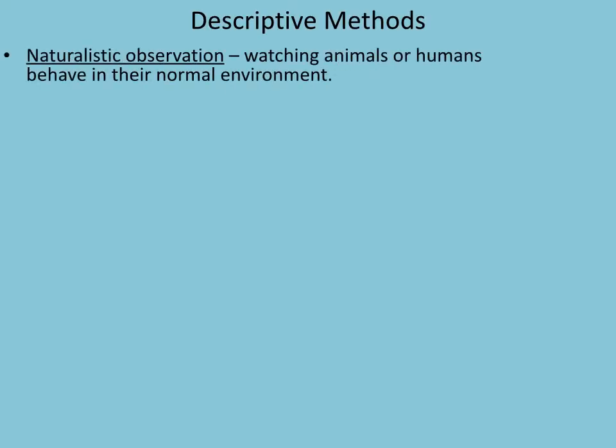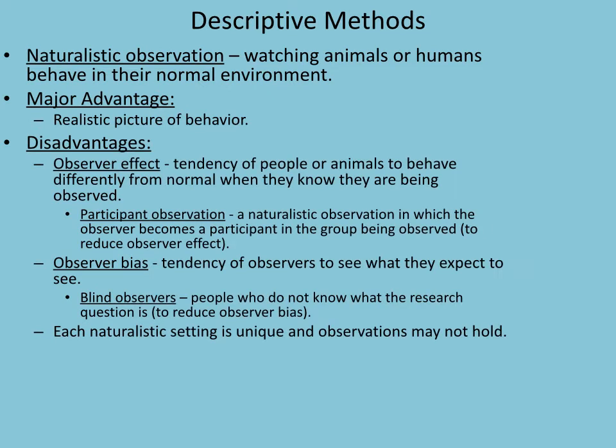Now, when we talk about psychology, we have to talk about it in different formats. Naturalistic observation is watching animals or humans behave in their normal environment. The most famous person who has conducted this kind of research is Jane Goodall. She has studied gorillas in the wild for many, many years, and she reported back about how they behaved. A major advantage is you get a realistic picture of the behavior.